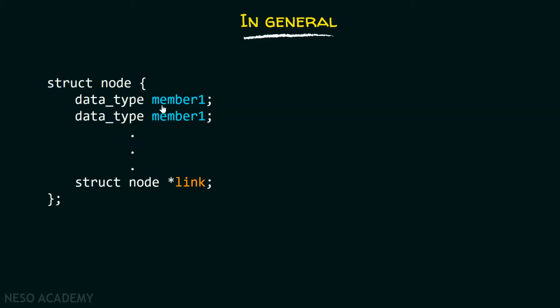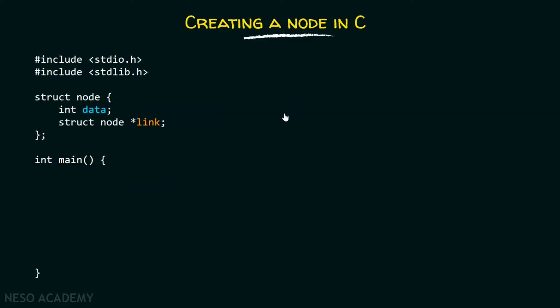Now, in general, a struct node looks like this. Here we could have multiple data, but there must be only one pointer. It should be well noted that when we are talking about a single linked list, only one link is allowed, but we could have multiple data. This is possible. Now, let's discuss how to create a node in the C programming language.